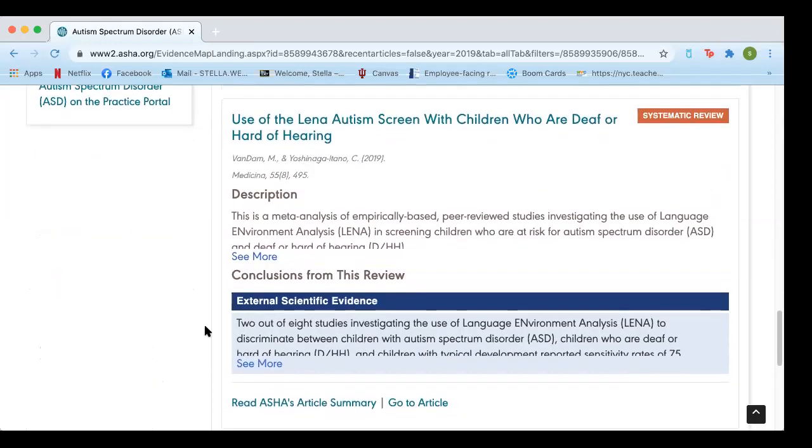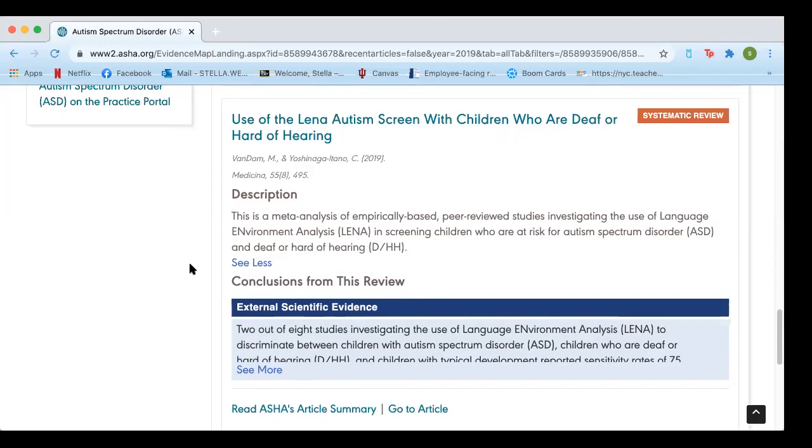For the second article, it's named Use of the LENA Autism Screen with Children Who Are Deaf or Hard of Hearing. This article reports the evidence from literature concerning the use of the Language Environment Analysis, also known as LENA, to screen children that are at risk for autism and deaf or hard of hearing. The article states that both ASD and D/HH have increased comorbidity, but behavioral diagnostic and screening tools have limitations, and thus the LENA, which is an automated vocal analysis, can be a tool to disambiguate ASD from deaf or hard of hearing.